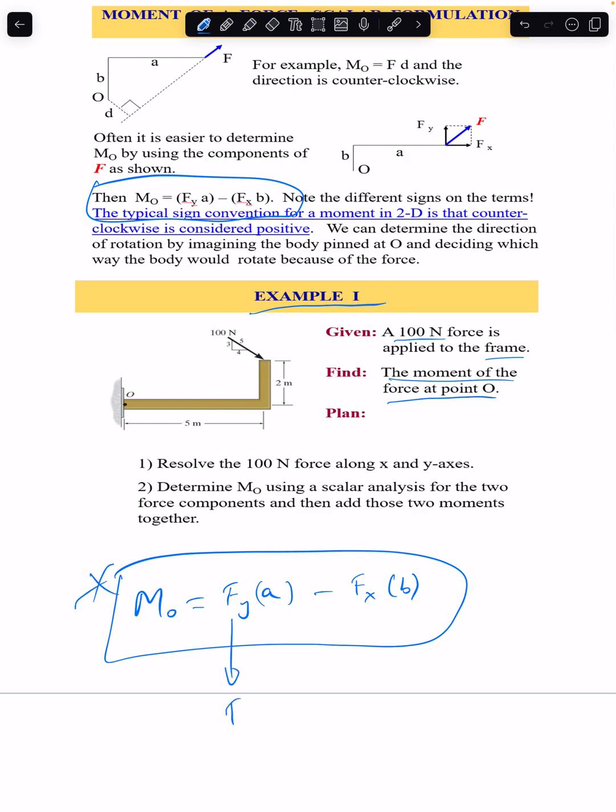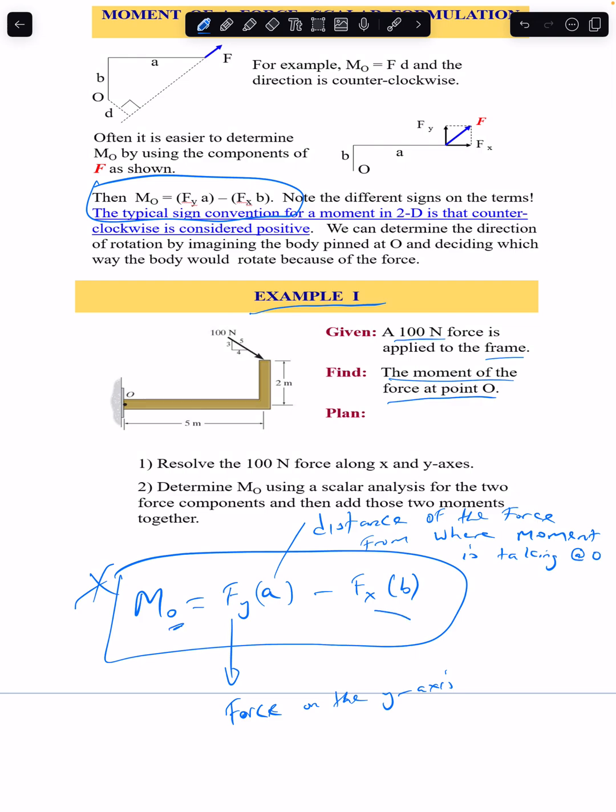This is the force on the y-axis, and this A is the distance of the force from where the moment is taken, which is exactly at point O.